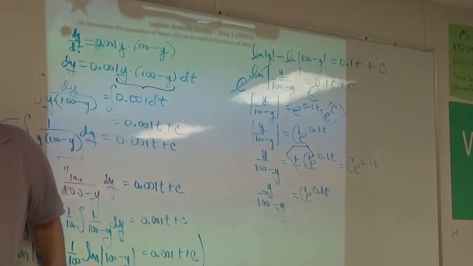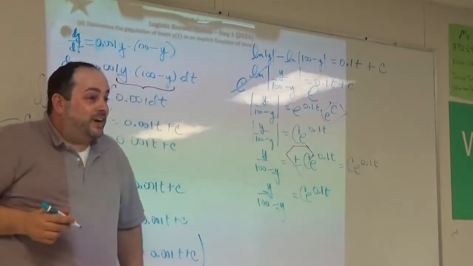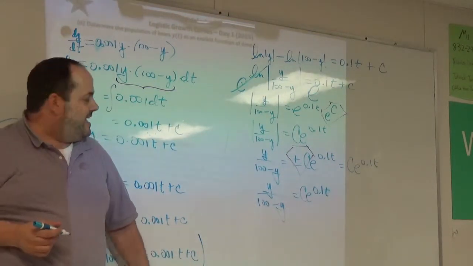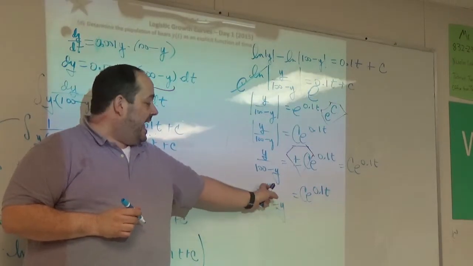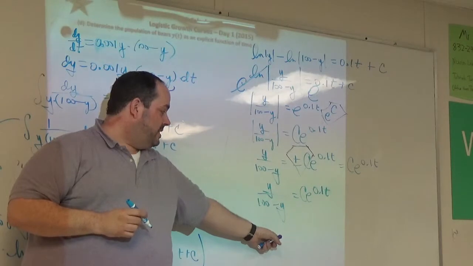What are we trying to do? Solve for y, y by itself. And I got a y in the numerator and a y in the denominator. Can we just give up? No, never! Is that the same thing as y over 100? They don't cancel, no. Multiply by 100 minus y. We can separate them.